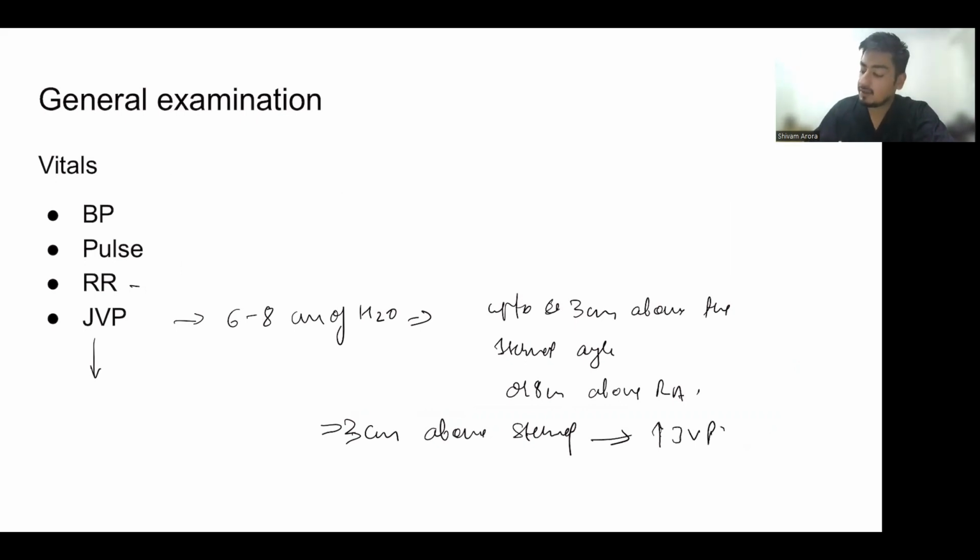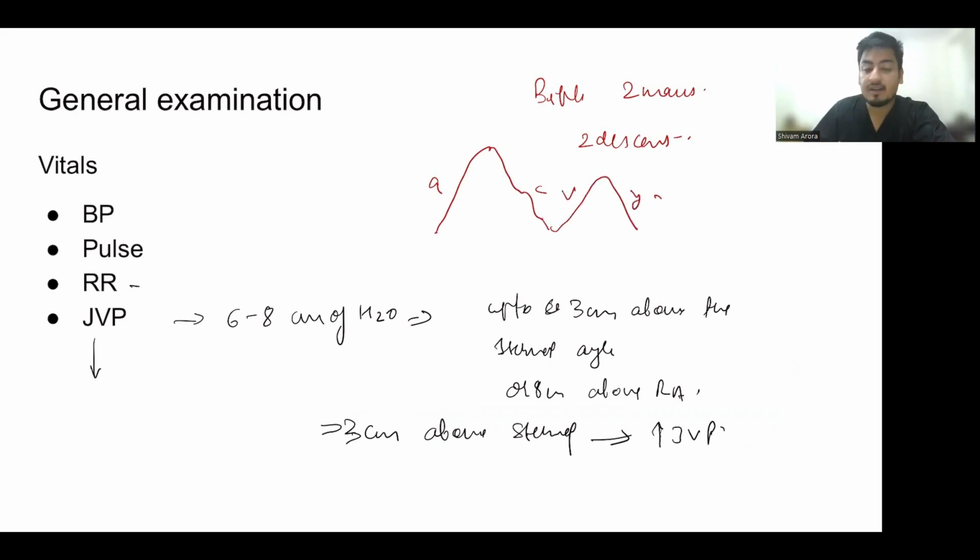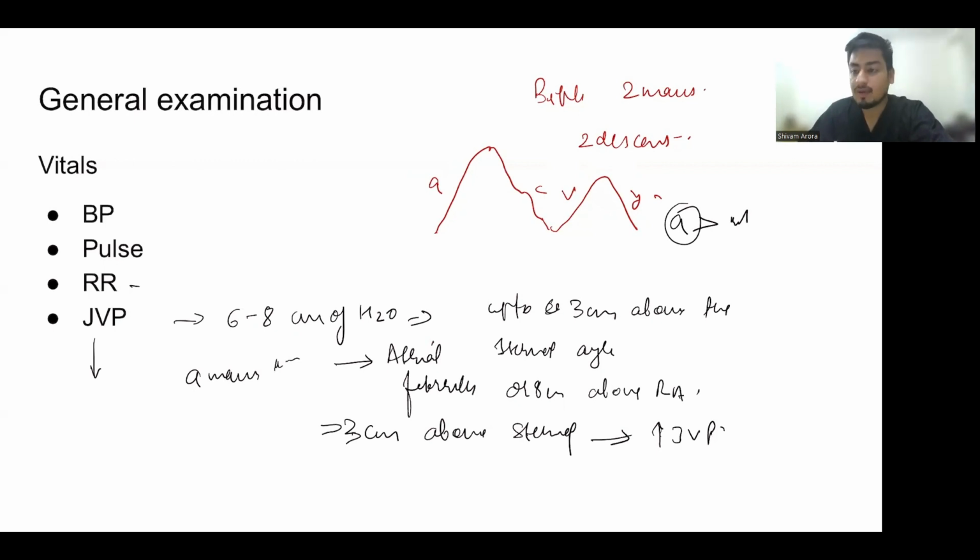Also in JVP, apart from the height, we have to look for the waves. Generally, JVP is biphasic. We have two waves and two descents. First upward wave is A wave, then we have X descent, V wave and a Y descent. Okay. So in normal JVP, A wave is more than V wave. Suppose if A wave is absent, then the cause is atrial fibrillation. Okay. We have to look whether A wave is more than V wave and both the waves are present. Okay.